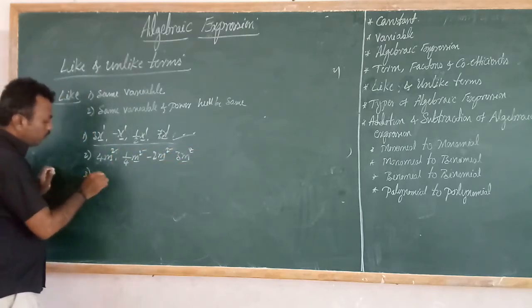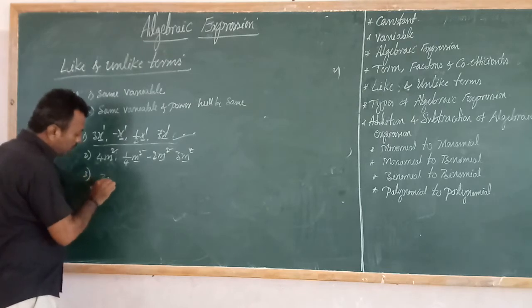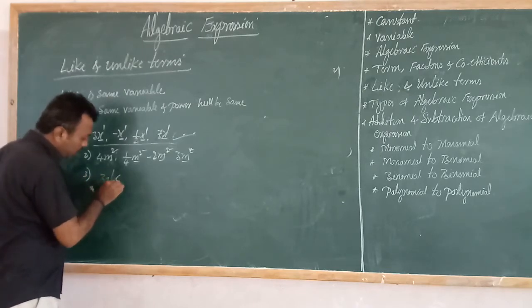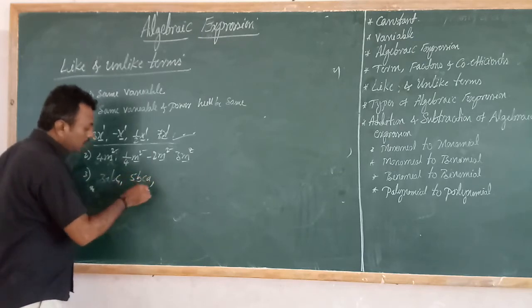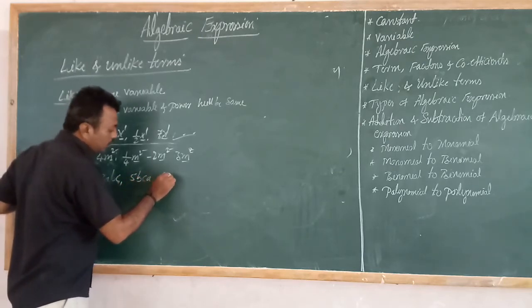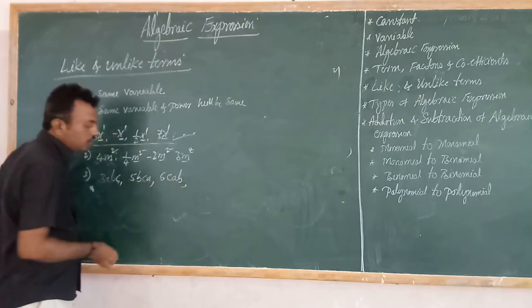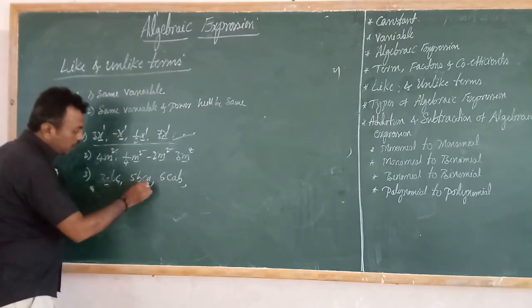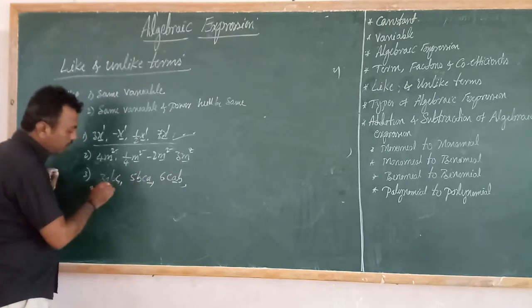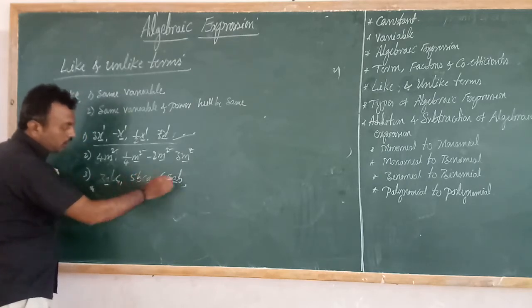And one more thing, 3abc and then 5bca and 6cab. So this is also like terms, because see here a is there, here also a is there, here also a is there. So the power of a is 1, here also 1, here also 1.